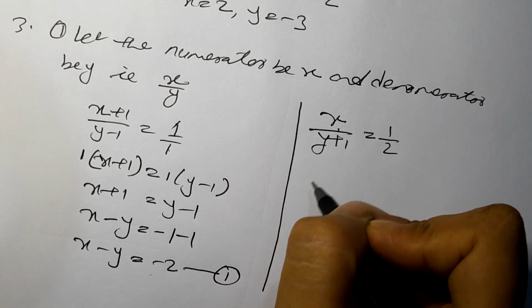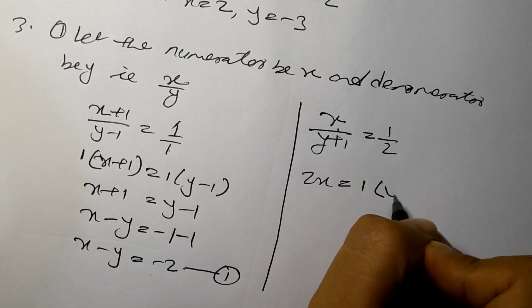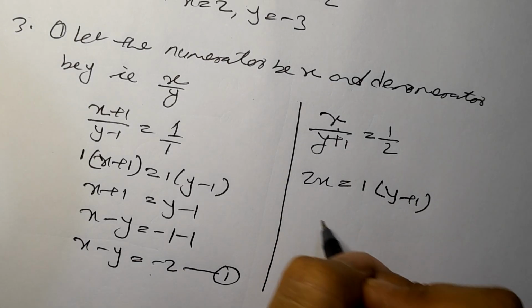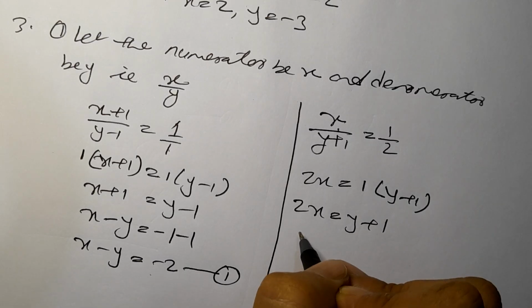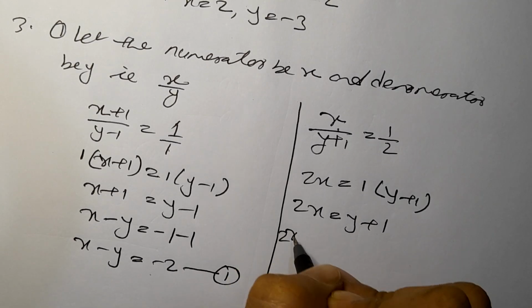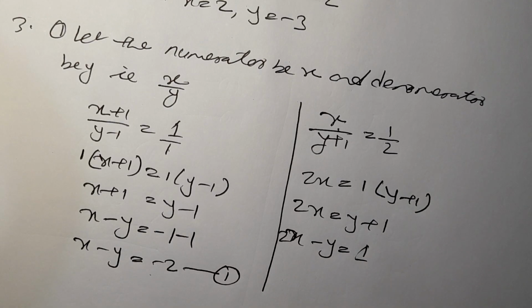Go for cross multiplication. So it will be 2x equal to 1 into y plus 1. If any number is multiplied by 1, it remains the same. So 2x equal to y plus 1. Now bring the y this side, so 2x minus y equal to 1. Now which one are we going to deal with? The y. The coefficient here is y, here also y. Here is minus 1, here minus 1. So we are going to eliminate the y by subtracting.